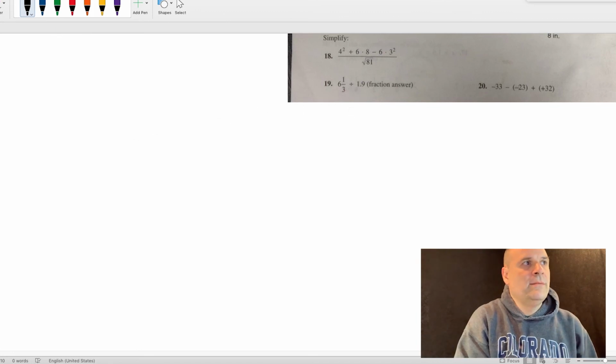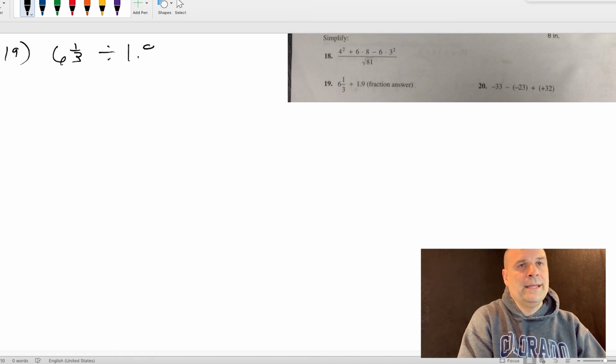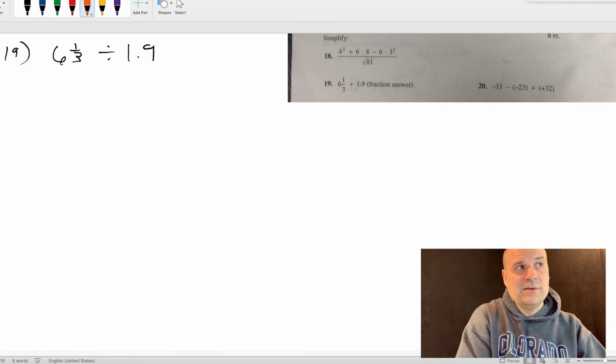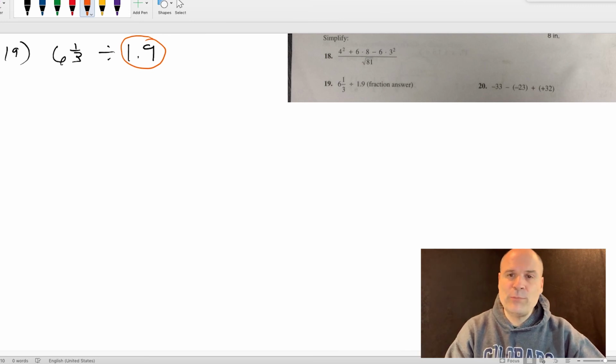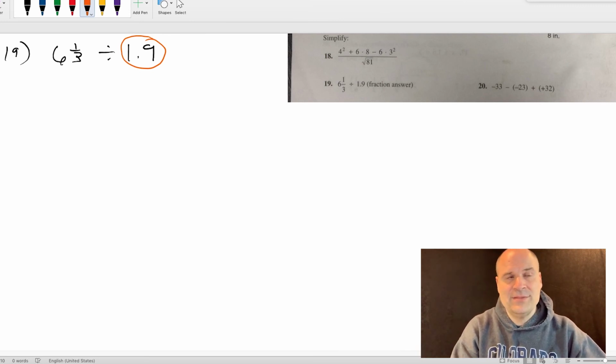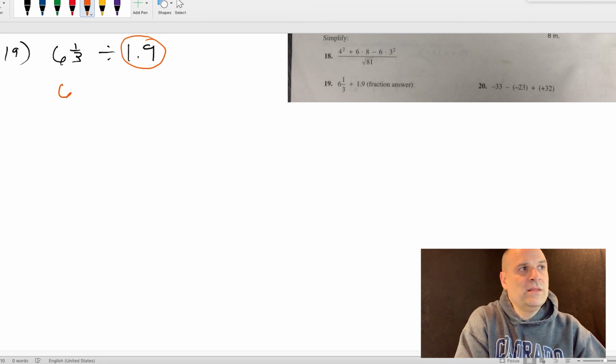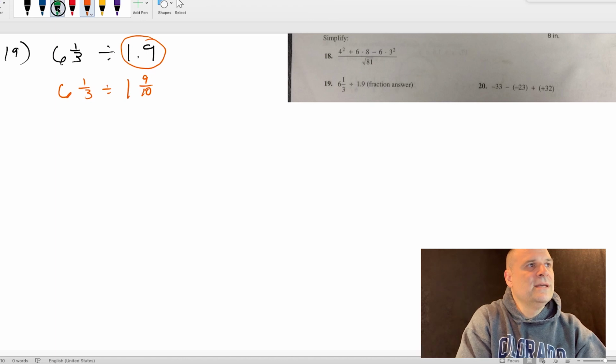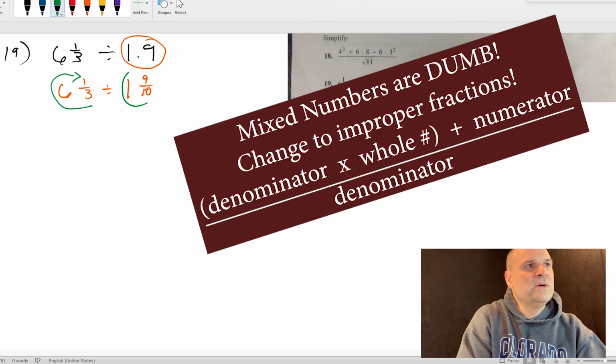All right, a couple more. Number 19, 6 1/3 divided by 1.9. We want a fraction answer, so we're going to convert everything to fractions. How do you write this as a fraction? Well, if you say it, it's 1 and, how do you say 0.9? 1 and 9/10. So this is 6 1/3 divided by 1 and 9/10. We don't like mixed numbers, so change them to improper fractions, and you get 19/3 divided by 19/10.